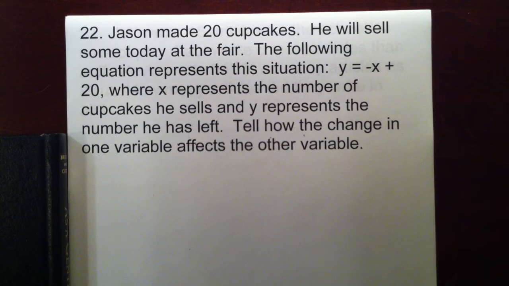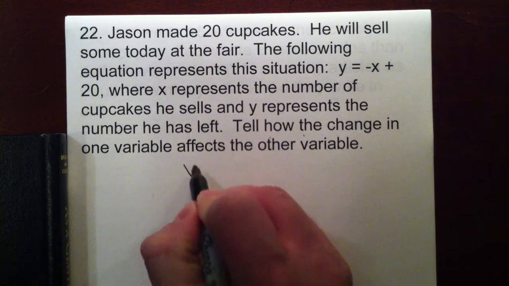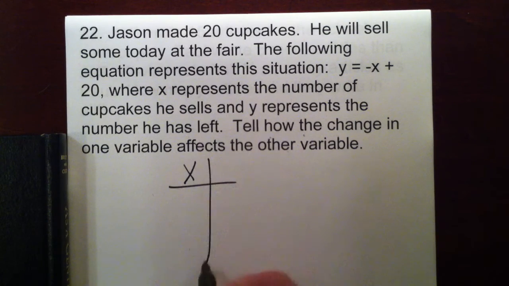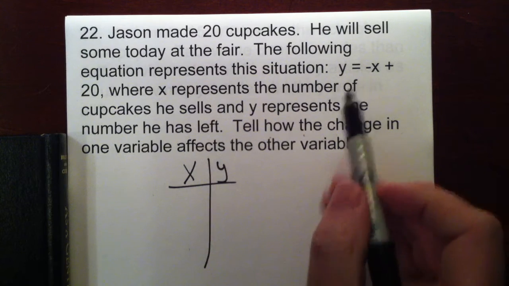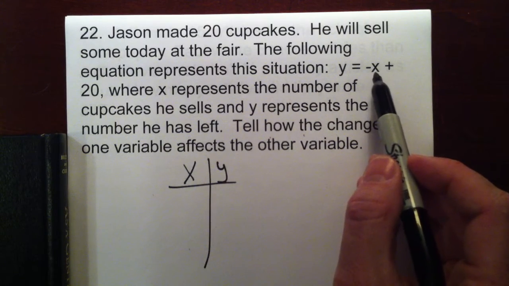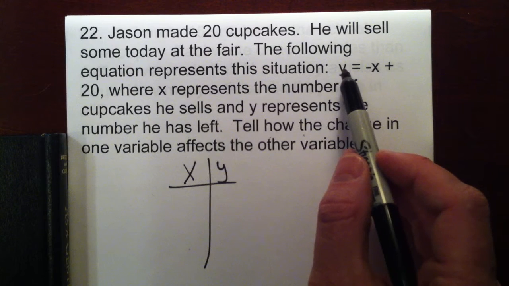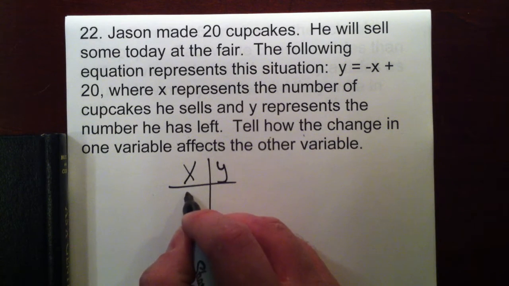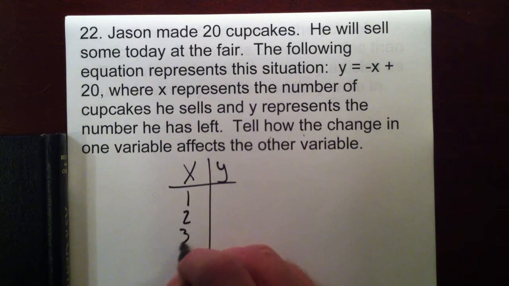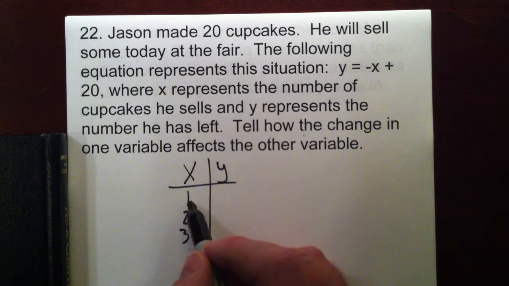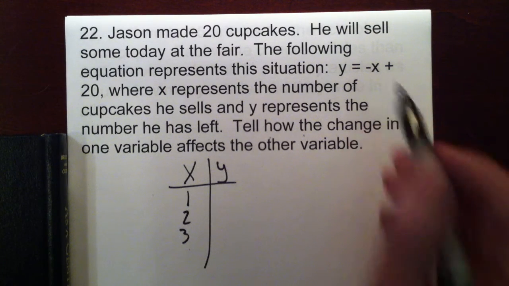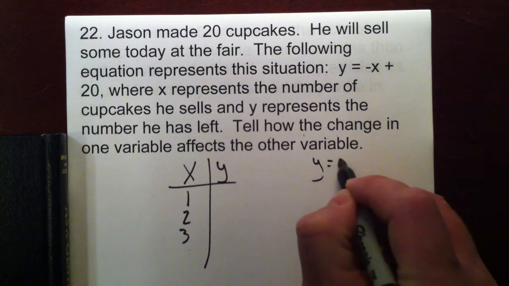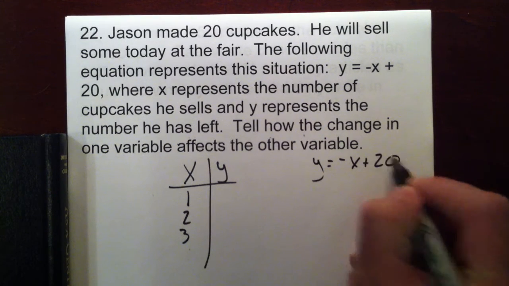Well, in order for us to compare how a change in one variable will affect the other, we must make a t-chart. And then come up with several different numbers to plug in for x and then to see how y is changed by that. So let's just go ahead and put in 1, 2, and 3. And that's really all we need to establish a pattern. And then we just plug these guys into this equation. Y equals negative x plus 20.